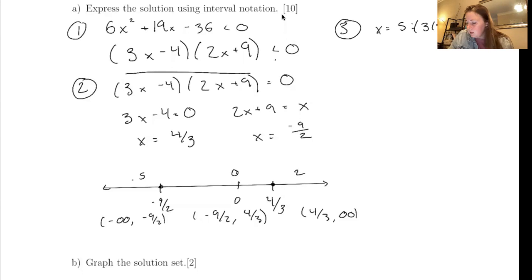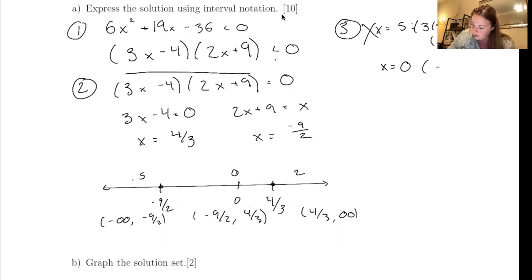So 15 minus 4 is 11, and 10 plus 9 is 19. So that is greater than 0, and I do not want that. So no. Then I'm going to plug in x equals 0.